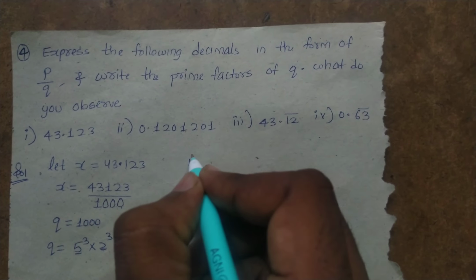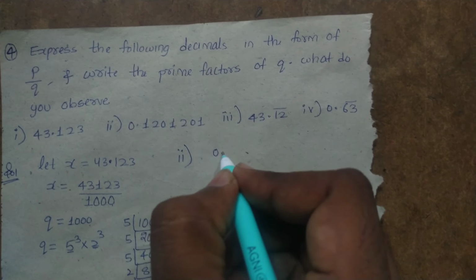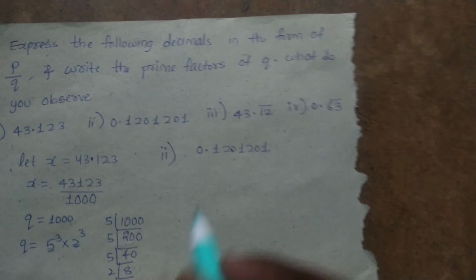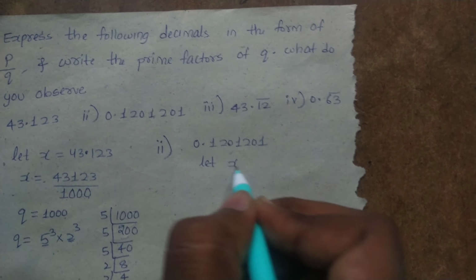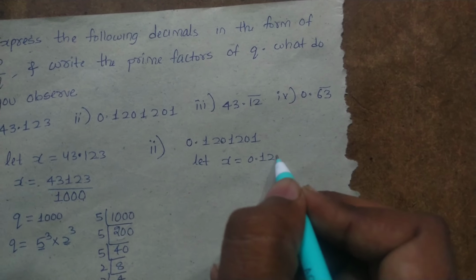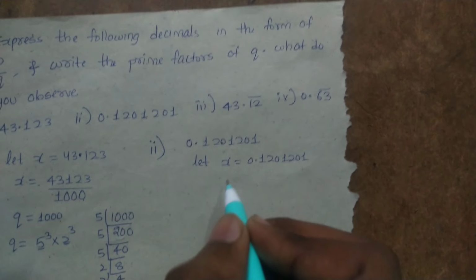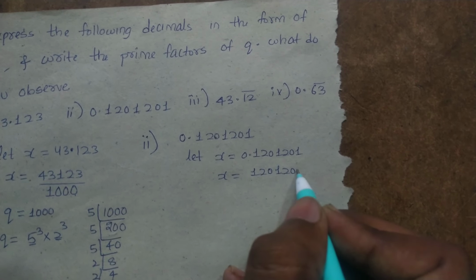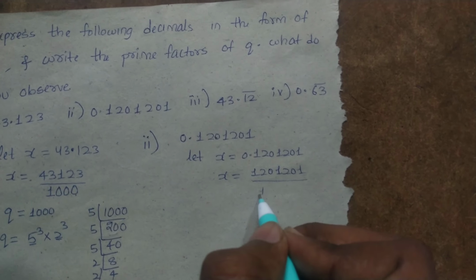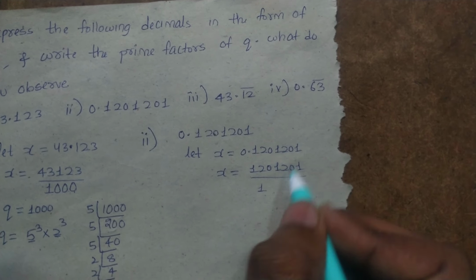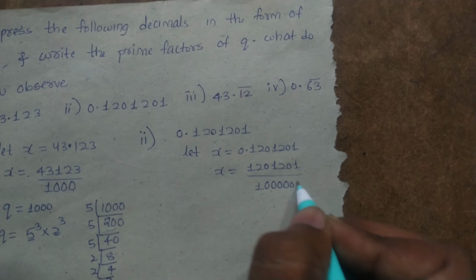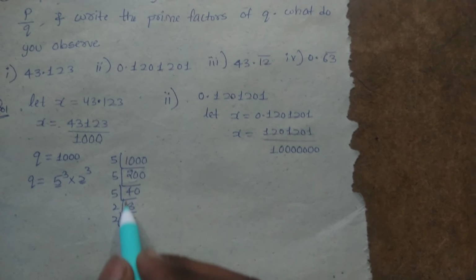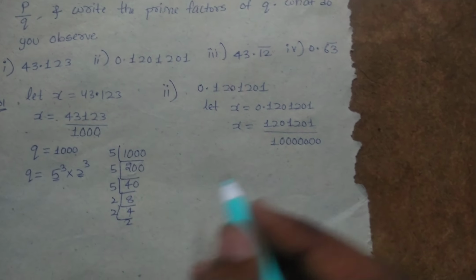Similarly, see the second question, what they are asking. The second question they have given is 0.120120. This is also the same thing. Let x is equal to 0.120120. How can you convert? You can write x is equal to 120120.1 divided by, how many zeros are there? 1, 2, 3, 4, 5, 6, 7. You have to write 7 zeros, and you have to follow the same manner.